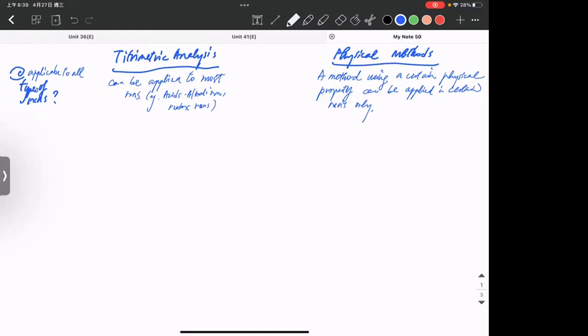But for the physical method, it can only be used when there is a certain change in property, for example, a gas formed or consumed, color change, etc. All those can be measured. I will use a physical method instead of titrimetric analysis, right? Because physical methods seem to be easier to handle. Second, what are the differences between them?